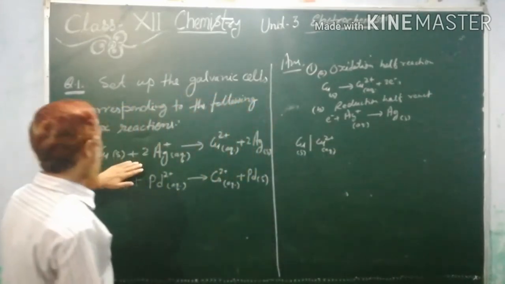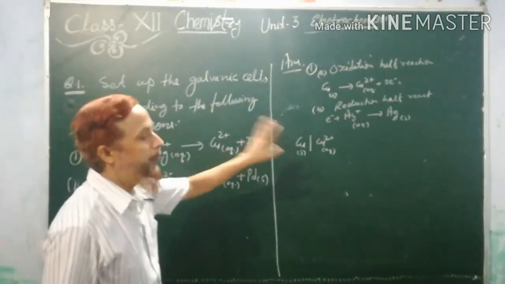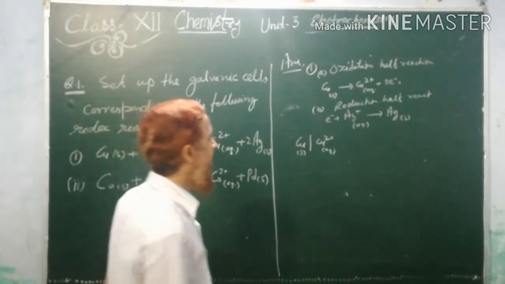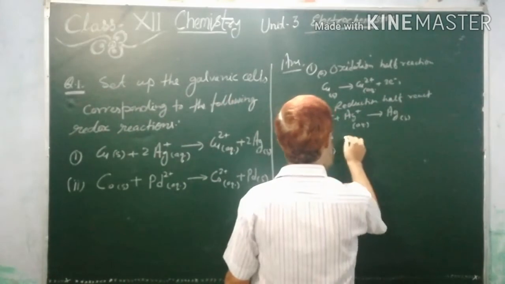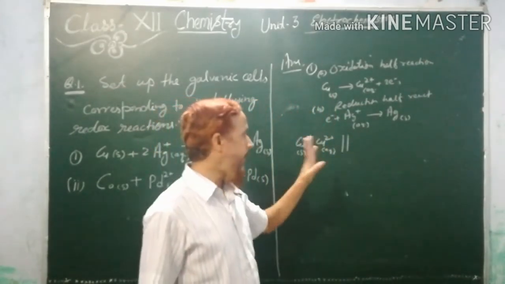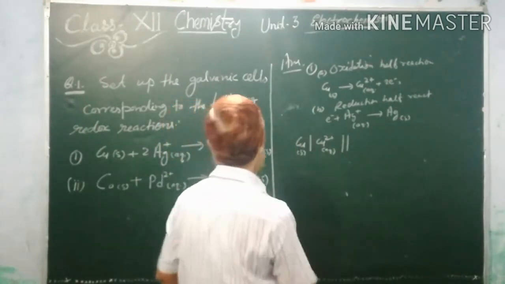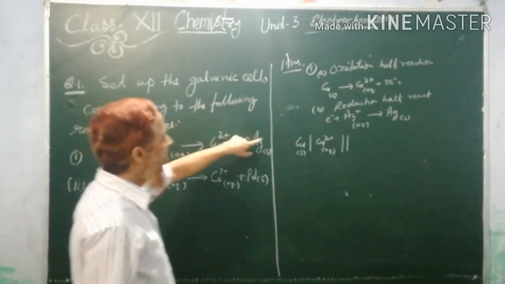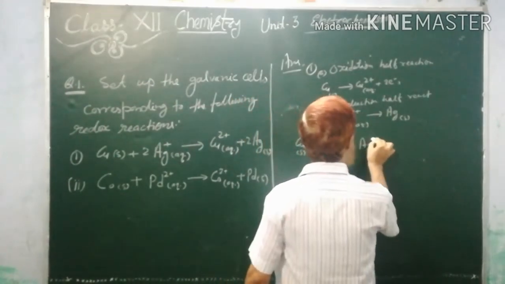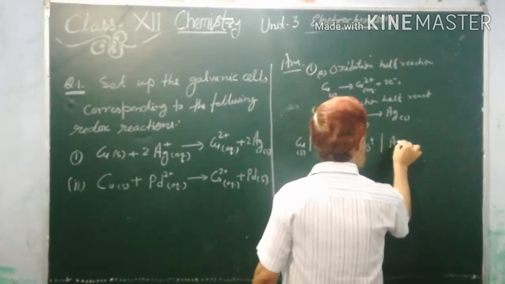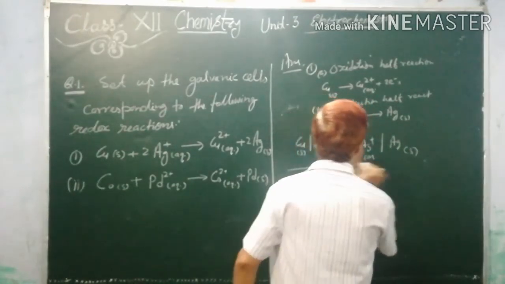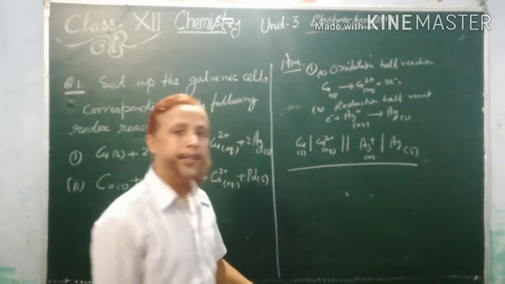Concentration is not given here, so no need to mention C1 and C2, because nothing is given in the equation. Then this half cell will be separated by the salt bridge, represented by 2 vertical lines, and then you write Ag plus to Ag. So we will write Ag plus and Ag. It is solid and this is aqueous. Very simple. This is the galvanic cell.